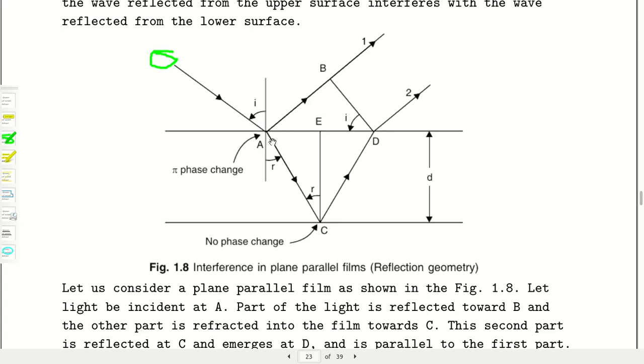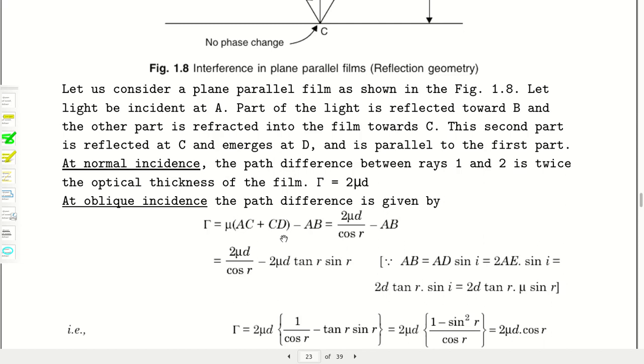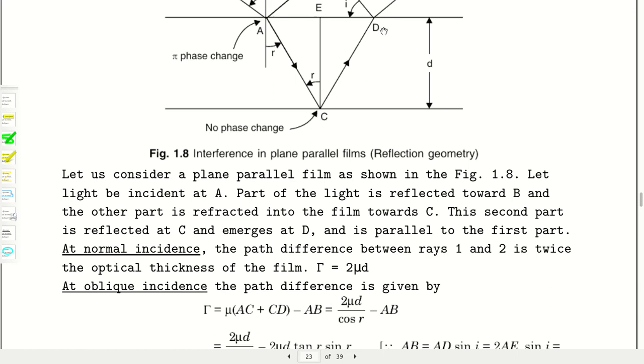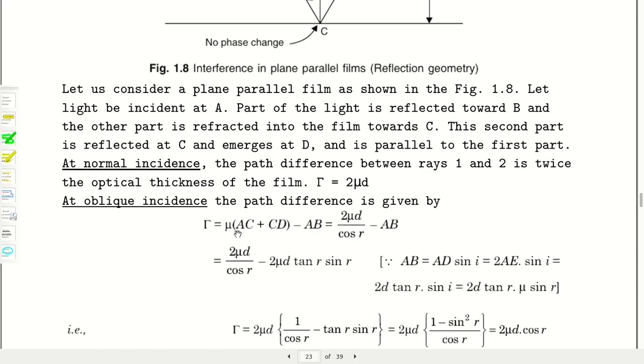Actually, the path traveled by light 2 before the point D is mu into AC plus mu into CD, where mu is the refractive index of the material of the thin film. So mu into AC plus mu into CD minus AB is the path difference. Now use the geometry, simple calculations. AC can be deduced from this triangle, which is d by cos r. Here CD is also d by cos r. So twice d by cos r is the sum of the lengths AC and CD. By multiplying by mu, we get 2 mu d by cos r minus AB.